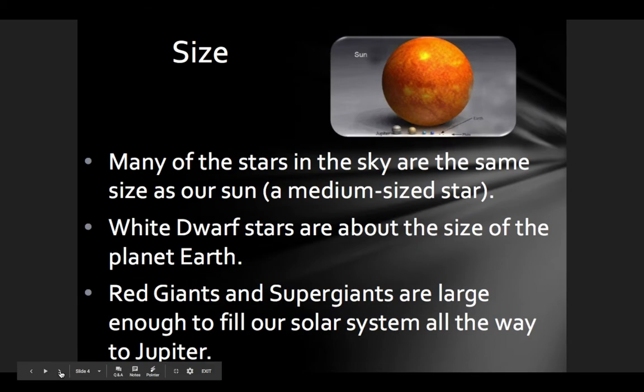Okay, next way that we classify stars is by their size. So many of the stars in our sky are the same size as our sun, which is a medium-sized star. White dwarf stars are about the size of planet Earth. And then red giants and supergiants are the largest kind of stars, and they are so big that they would fill our solar system all the way out to Jupiter.